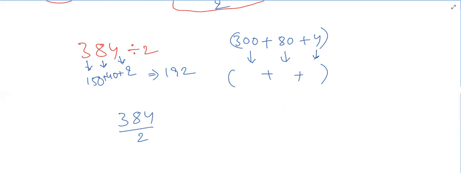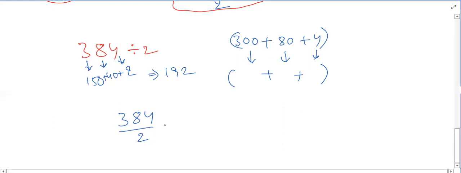How do we do this? 2 in 3, how many times does it go? 1 time with remainder 1. Now it is 18. 18 by 2 is 9. And 4 by 2 is 2. So 192. Okay, division by 2 is okay.